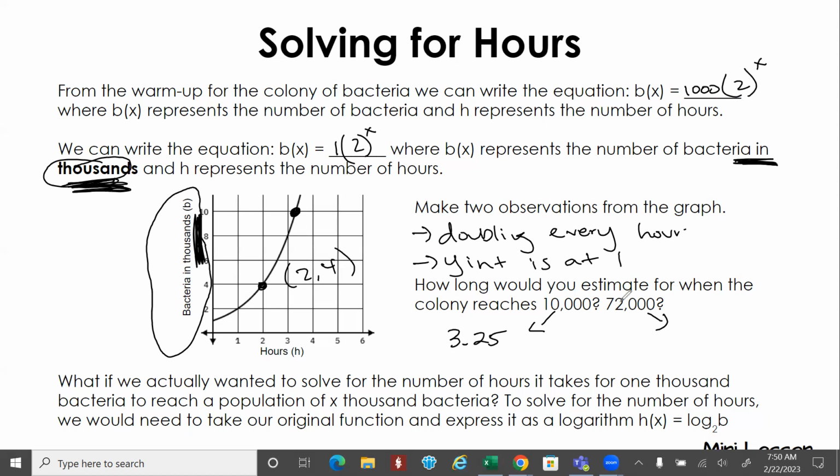How long would it take for it to hit 72,000? Well, that's going to probably be about 4 to 5, maybe. So if we wanted to actually solve the number of hours it would take for our original function, we could express it as this log base 2 of b.